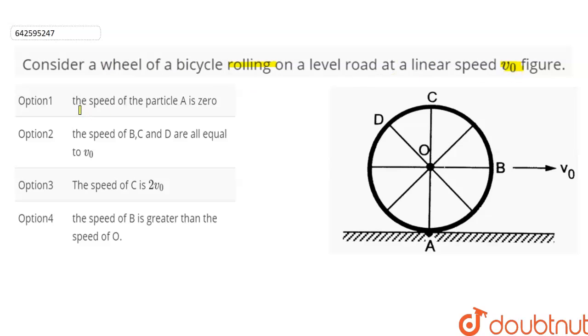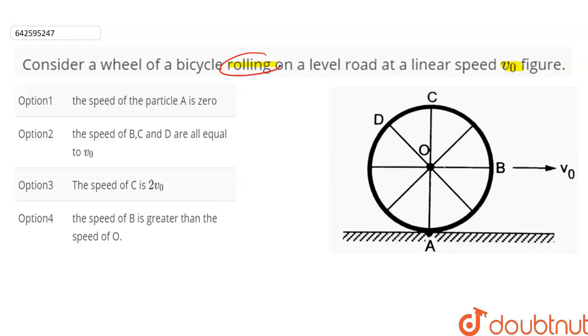Consider a wheel of a bicycle rolling on a level road at a linear speed v0 as shown in figure. Option 1 says that the speed of particle A is 0. Option 2 says the speed of B, C and D are all equal to v0. Option 3 says that the speed of C is 2 v0. Option 4 says the speed of B is greater than the speed of O.